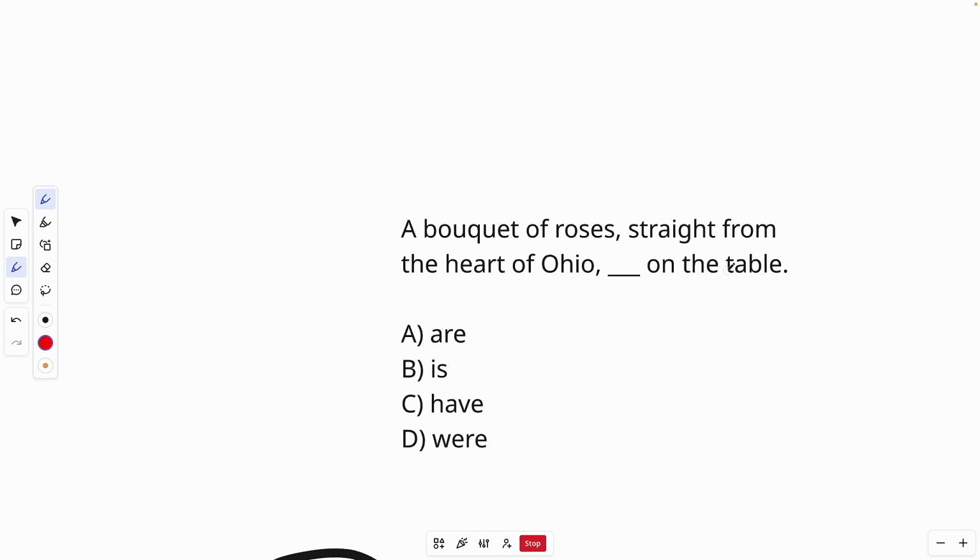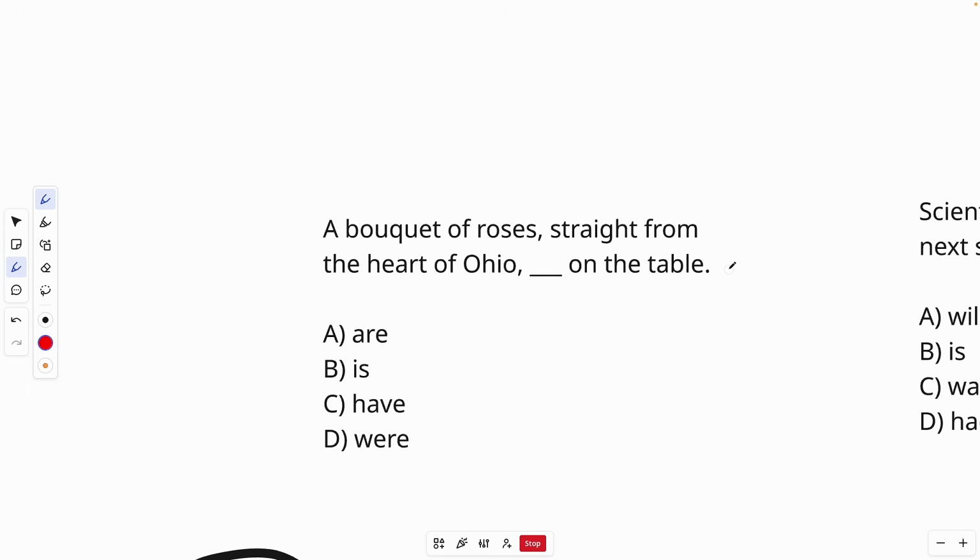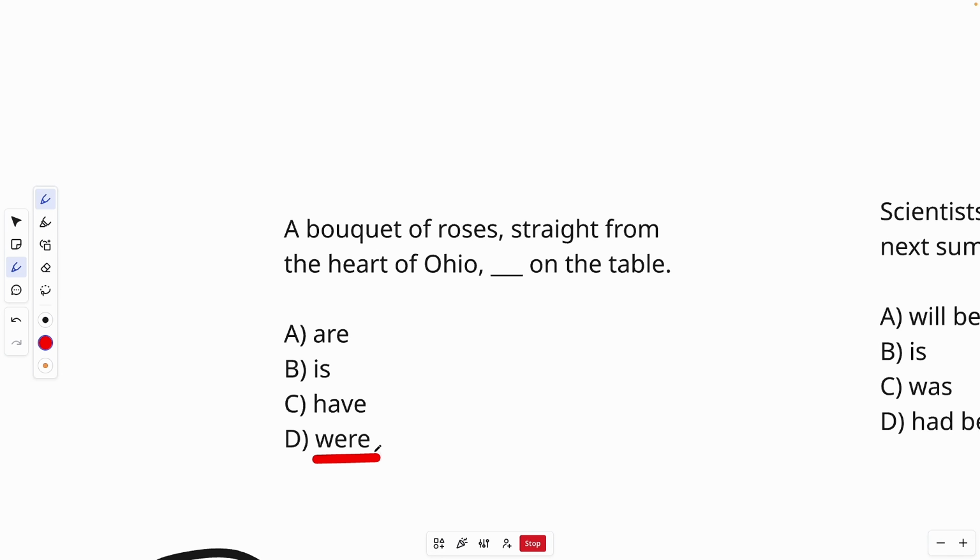A bouquet of roses straight from the heart of Ohio, blank on the table. If you notice, this is plural, this is plural, this is plural, and this is singular. For that reason, B is the answer. A bouquet of roses. And it is singular because bouquet is singular. And when you're saying something of something, the first thing, that's the plurality that you look at.